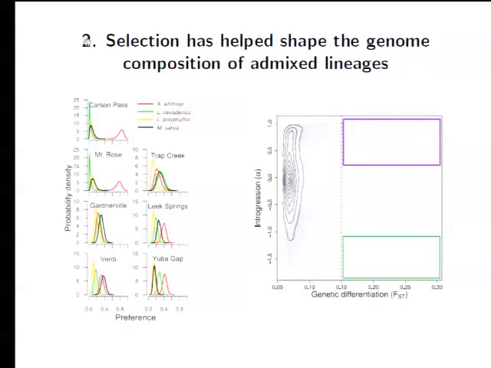Second, I think I have evidence from phenotypic data and from patterns of integration and differentiation that, at least for some of these populations, selection is contributing to the overall genomic composition of these admixed populations. Selection is helping to shape and pick, in essence, the parts of the two different genomes that are going into the admixed lineages. Drift is obviously important too.